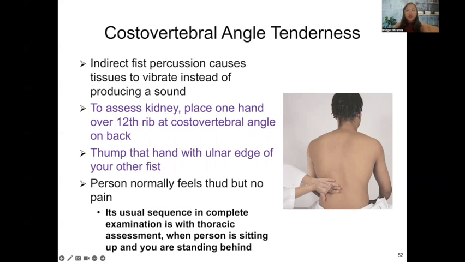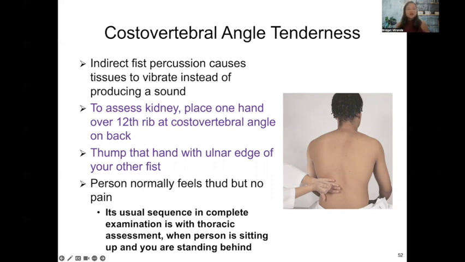The costovertebral angle is something we talked about last week as being part in tandem of the respiratory and the abdominal assessment. We do this as part of the respiratory assessment because we're from behind and we're already at the posterior side of your patient. However, knowing that you really are doing it to assess the kidneys that lay in the peritoneal space.